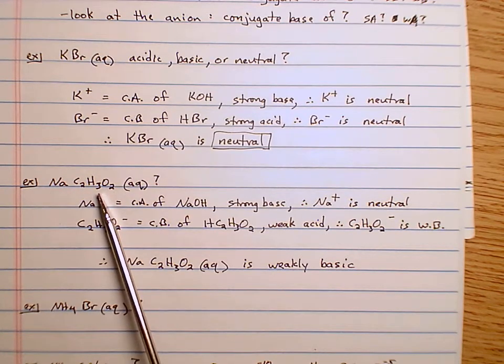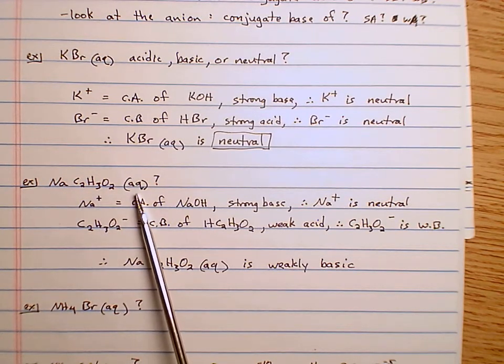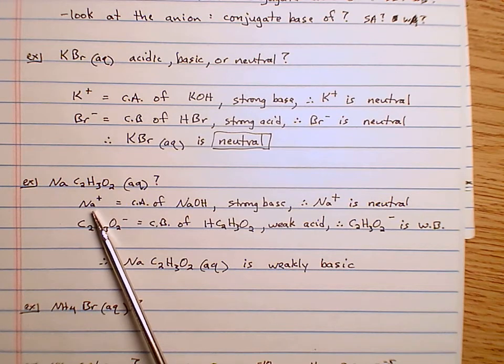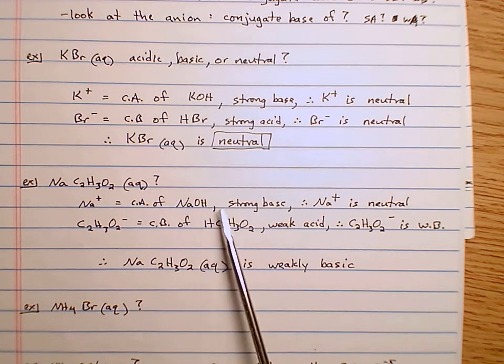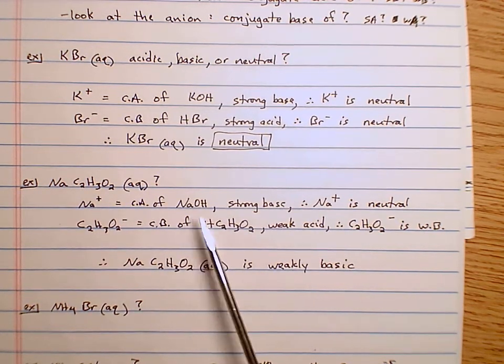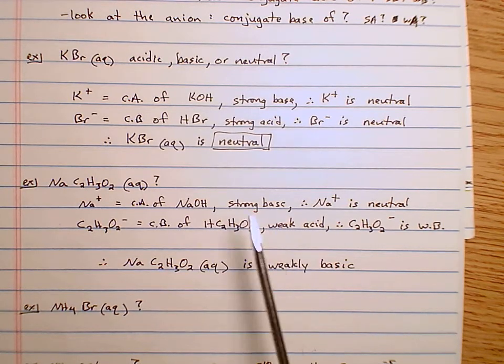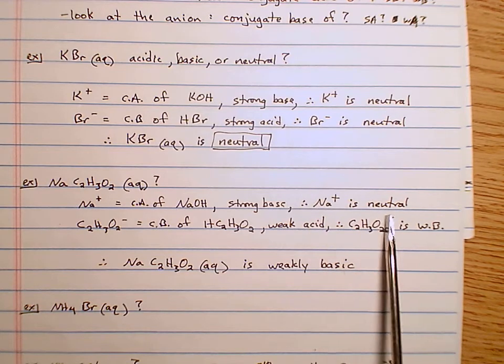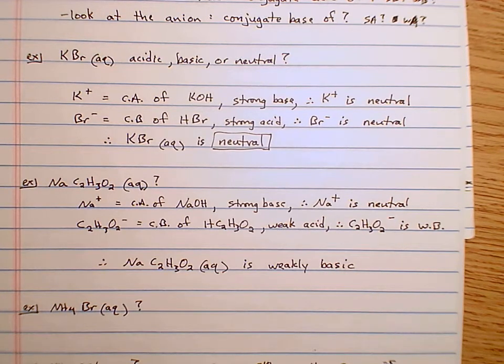All right. Next example, let's look at NaC2H3O2, sodium acetate. Let's throw that in the water. Question, is that water going to become acidic, basic, or will it stay neutral? Well, let's look at sodium. Sodium we know is the conjugate acid of sodium hydroxide. Sodium hydroxide is a strong base, so if sodium is the conjugate acid of a strong base, it is neutral. So we don't have to worry about the sodium changing the pH.